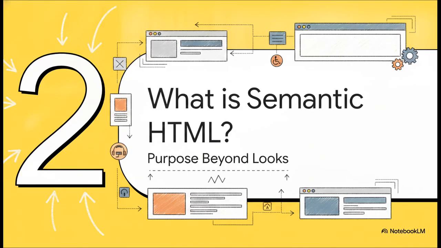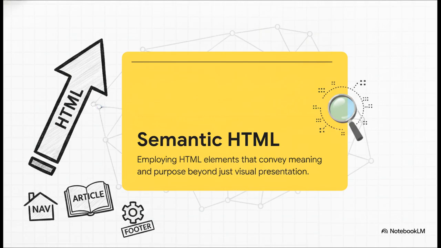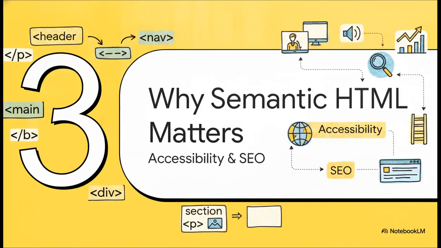Moving on to section 2, what is semantic HTML and its purpose beyond just looks? So, here's our core definition. Semantic HTML basically means employing HTML elements that convey meaning and purpose to the browser way beyond just visual presentation. You can think of semantic tags as special labels. They explicitly tell web browsers, search engines, and importantly, other developers what different parts of a web page actually mean. It's the difference between just saying, hey, here is a box of text, and saying, here is the main navigation menu for my entire website. Huge difference.